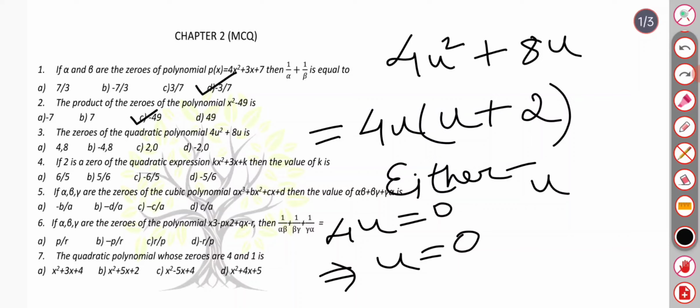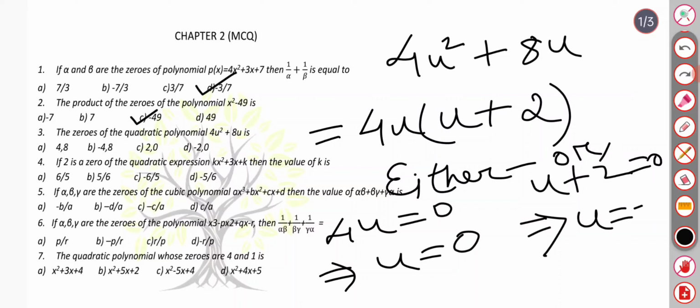Similarly, here in the other factor what did we get? u plus 2 equal to 0. Now plus 2 if you shift this side it will become minus 2. So one value you got 0, another value you got minus 2. So it is minus 2 comma 0. That is option number D. Option number D is the correct one. Okay. Now let's move to our next question.